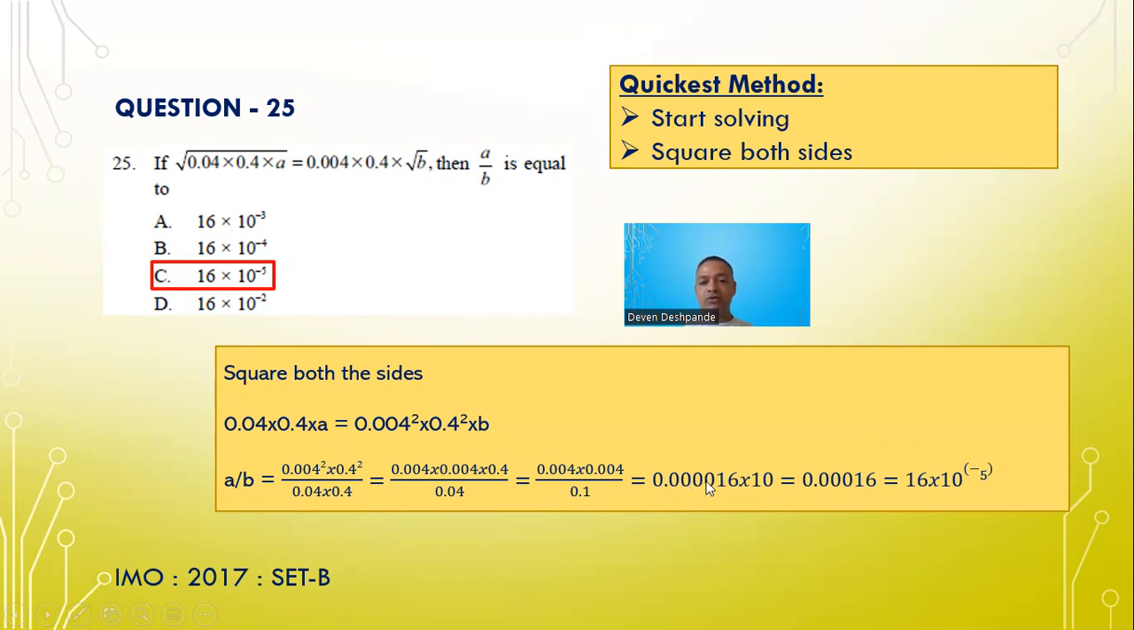So it will be 0.000016 into what is 0.1? 0.1 is 1 upon 10, and 10 will come at the top. So it is 0.000016 into 10. So it is 0.00016, because 0.000016 into 10, one of the zeros will get cancelled. And what is 0.00016? It is 16 into 10 raised to minus 5, isn't it? 16 into 10 raised to minus 5, because there are 5 decimal places, 1, 2, 3, 4, 5. 5 decimal places after the decimal. So it is minus 5. 16 into 10 raised to minus 5.